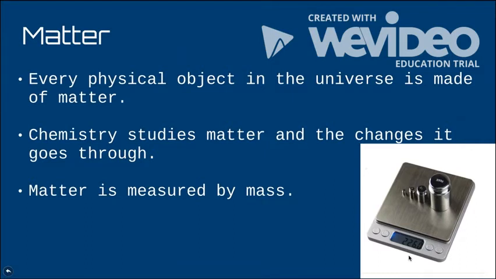You may have used scales before, maybe at the grocery store to weigh out your produce, your fruits, or maybe a bathroom scale to know what your weight is. These are all ways that we say how much matter an object has.